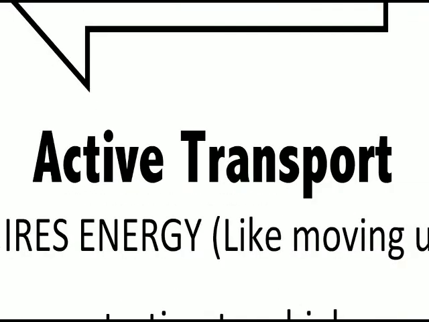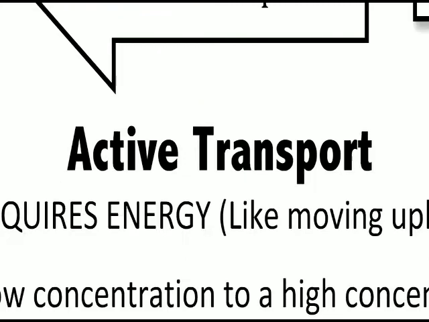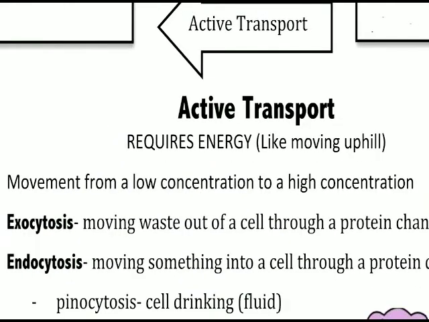Now let's look at the active transport. Active transport requires energy from the cell. So if passive transport is moving downhill, active transport is like moving uphill. Like pushing a cart uphill requires energy, so does active transport. This is the movement from a low concentration to a high concentration. So you're moving against the concentration gradient.